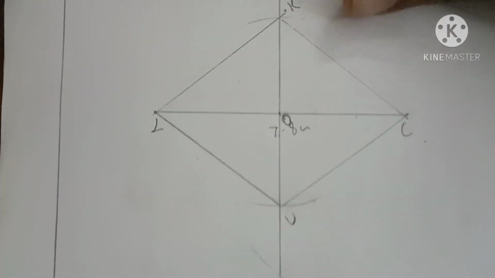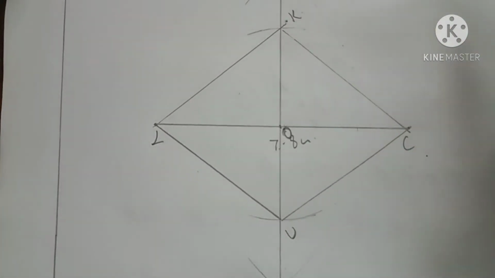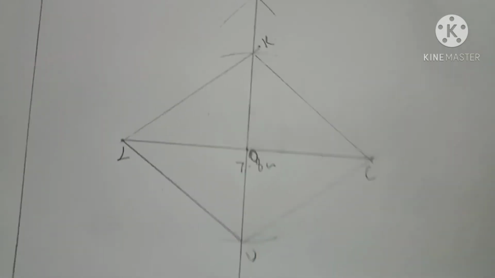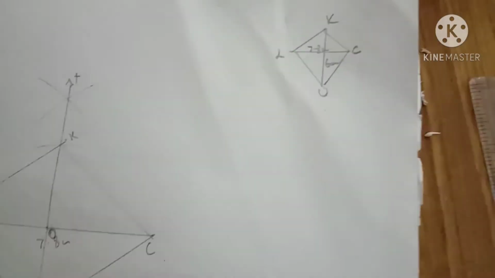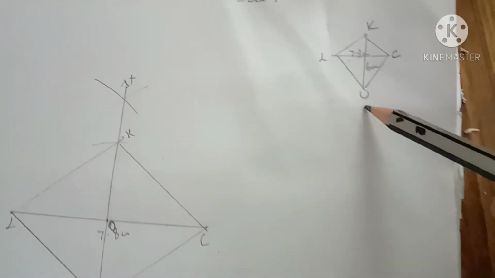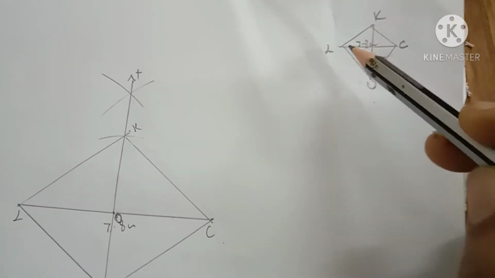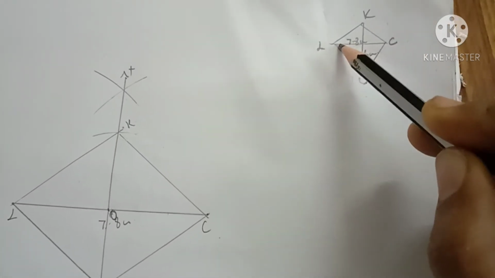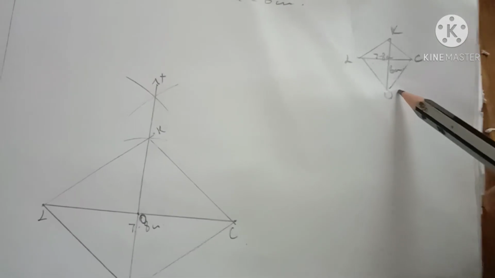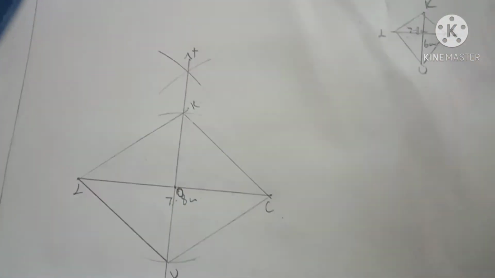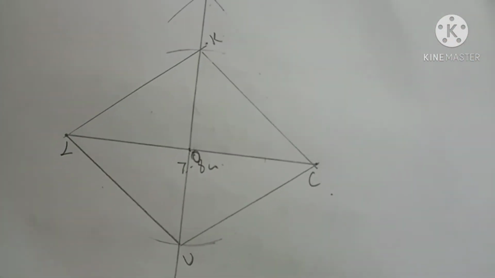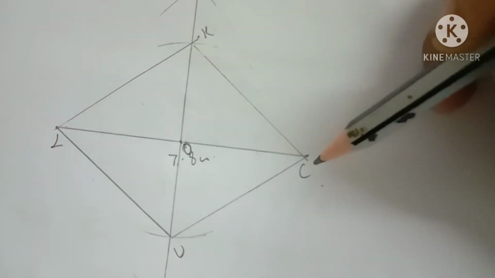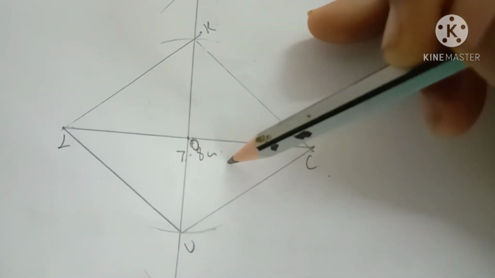So again I am explaining. First draw the rough figure and mark the measurement. LC is equal to 7.8 centimeter and UK is equal to 6 centimeter. They given the diagonal value. If they given the diagonal value, first draw the line segment LC is equal to 7.8 centimeter.